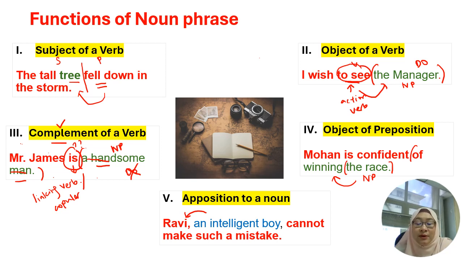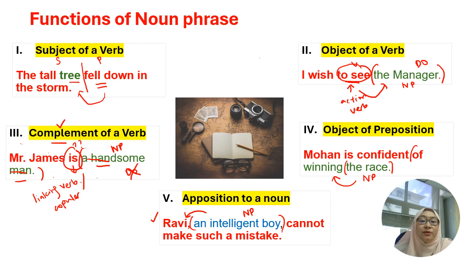So this phrase here is a noun phrase, and this noun phrase is to refer to the subject of the sentence, Ravi. Okay, cannot make such a mistake.